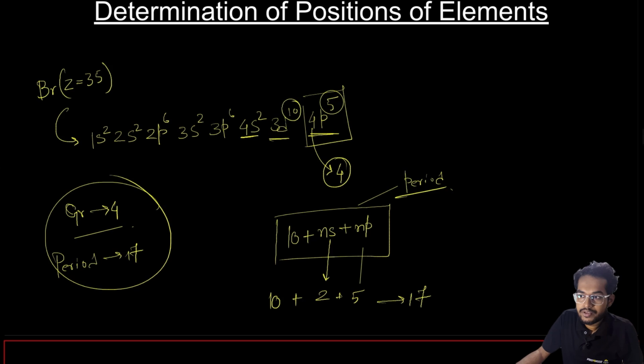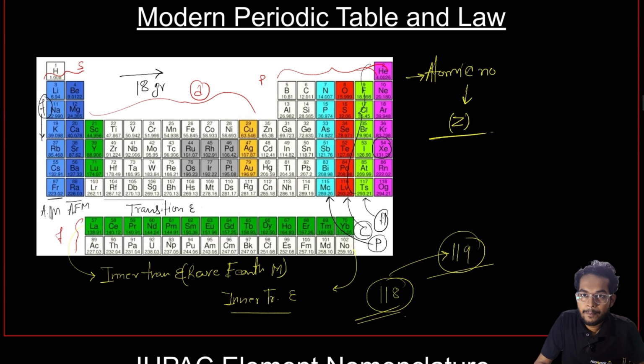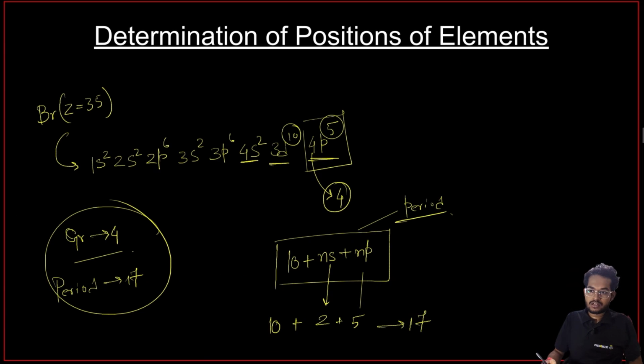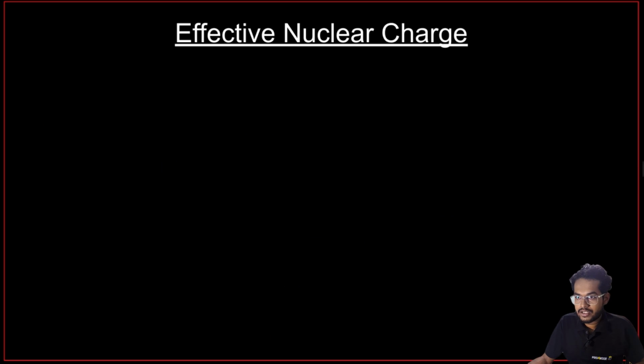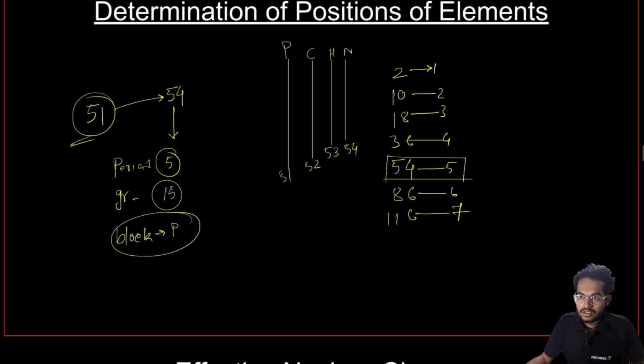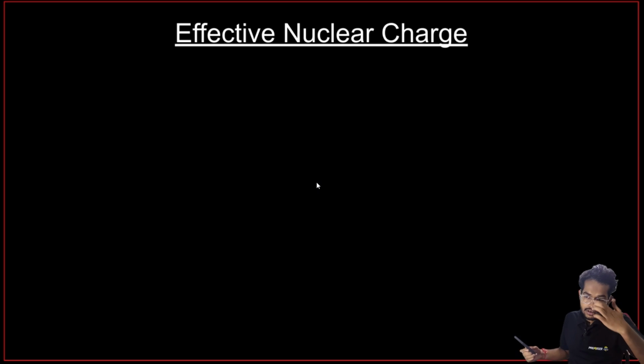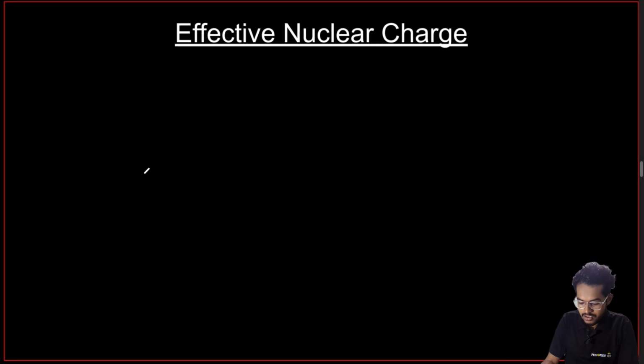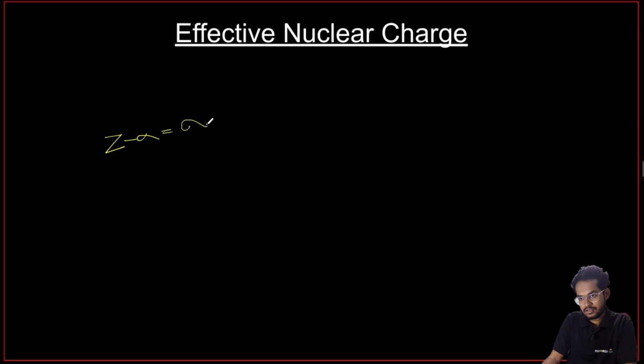If I show you the periodic table, as you can see, here is the position of bromine you have calculated. So I hope now you know how to calculate the position of elements, whether or not the electronic configuration is given. Okay, so let's jump to the second topic. This one is called effective nuclear charge, as you may have studied, I hope so. Atomic number minus sigma.